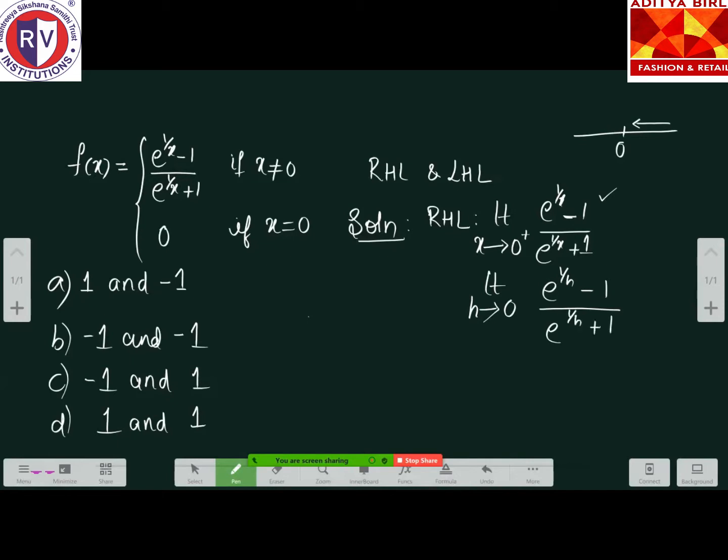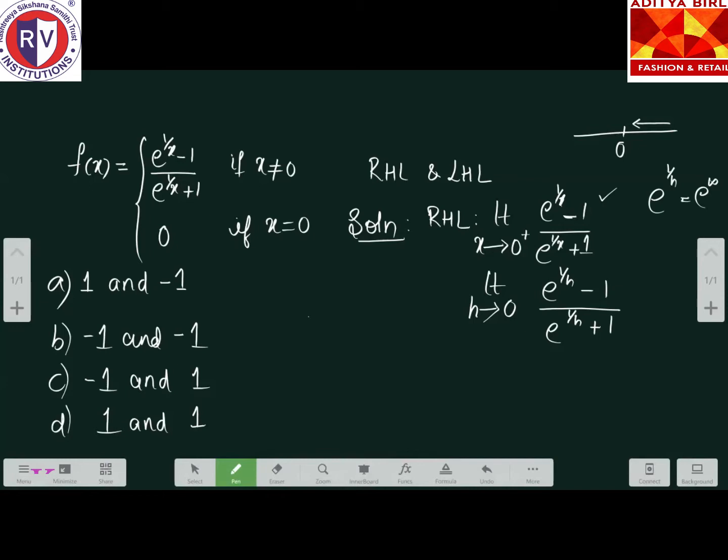See, here when we substitute h is equal to 0, e to the power of 1 by h will become e to the power of infinity, right? So what is e to the power of infinity? E to the power of infinity is infinity.